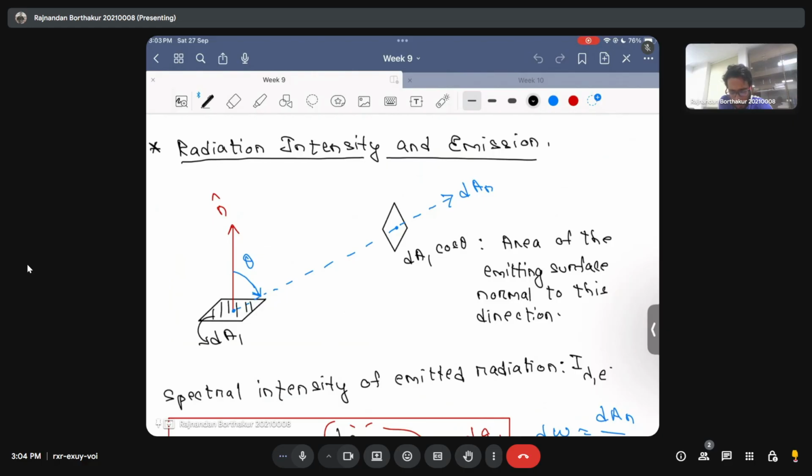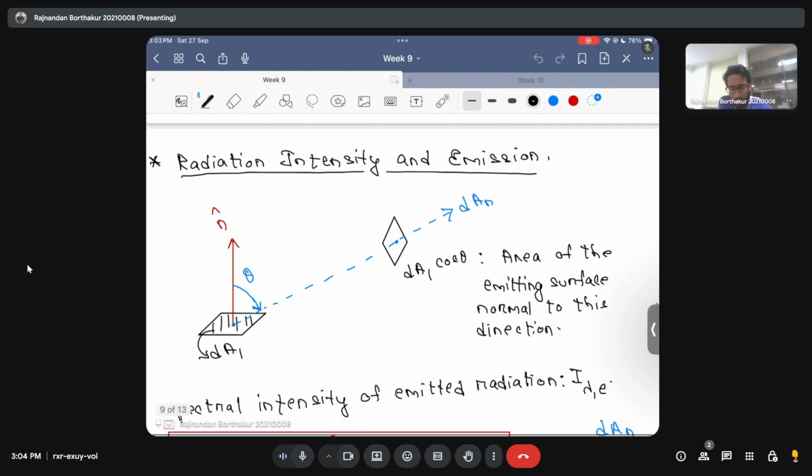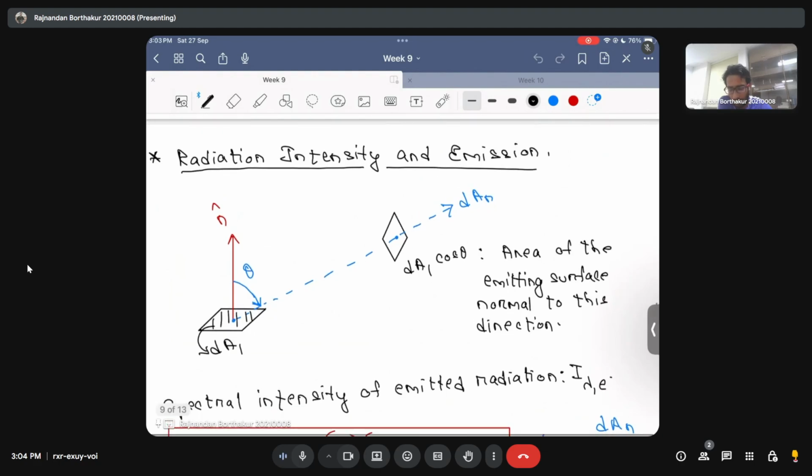So let's recapitulate what we saw in the previous week. In the previous week, we started with a new mode of heat transfer, which was radiation heat transfer. We looked into the basic introduction to radiation heat transfer, and then subsequently looked into the various fluxes that are involved in radiation. And then we ended by looking into a very important aspect, which is known as the radiation intensity and emission.